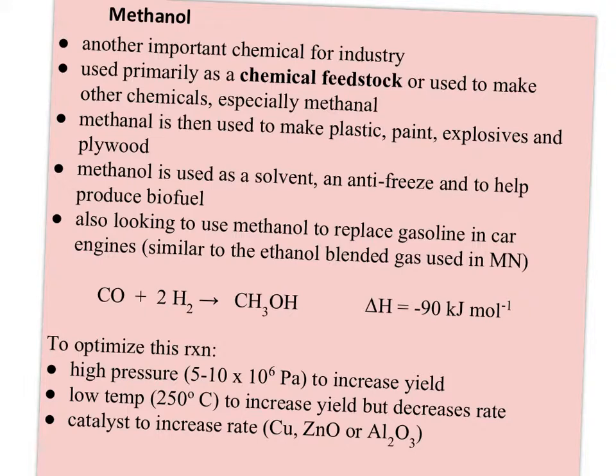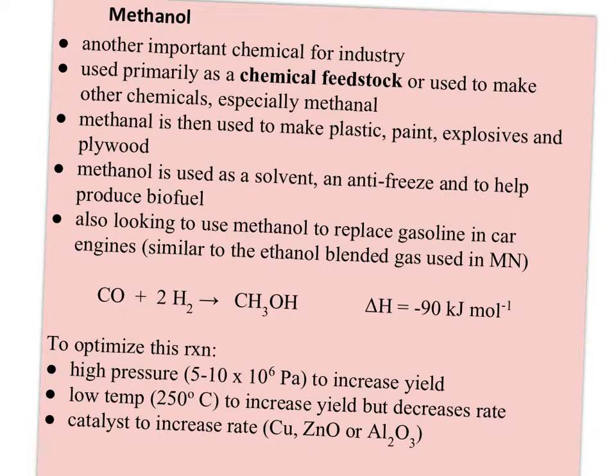So methanol or methanol are both commonly used. Methanol is used as a solvent, it's used as an antifreeze, and it's helped to produce biofuel. And they're also looking at ways to use methanol to replace gasoline in car engines, which in Minnesota right now we use ethanol blended gas, which is one bigger. Methanol just has 1 carbon in the alcohol. Ethanol has 2 carbons. We don't use 100% ethanol by any means. We use 10% blended gas, or E85 vehicles use a higher blend of ethanol in there.